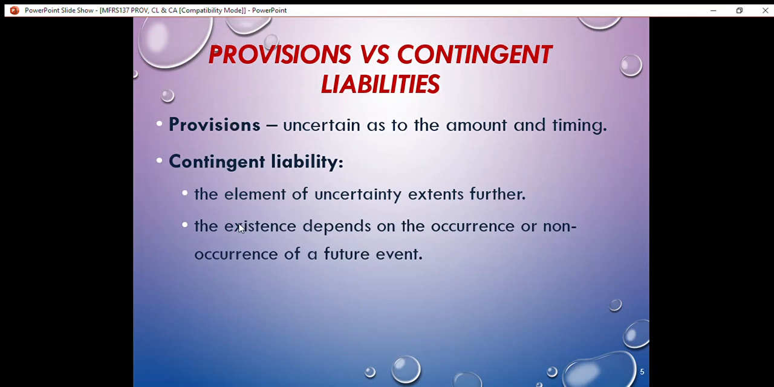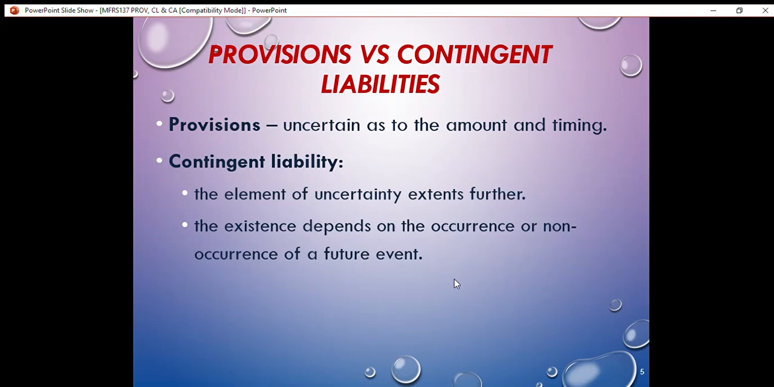The existence of a contingent liability depends on the occurrence or non-occurrence of a future event. Let's say a company is currently facing a lawsuit. The possibility that the company will have to pay for the claim depends on whether the company wins or loses in the case. I will explain further about the contingent liability in the next slide.